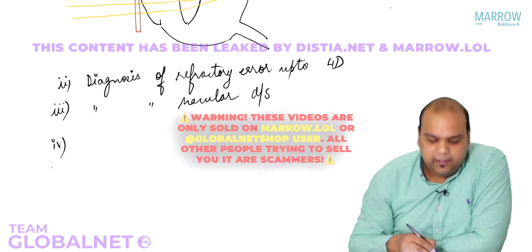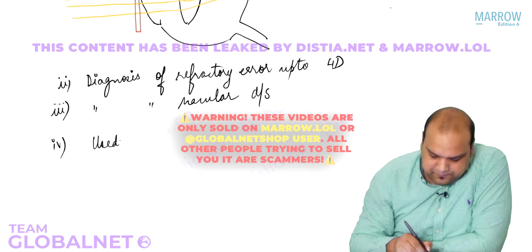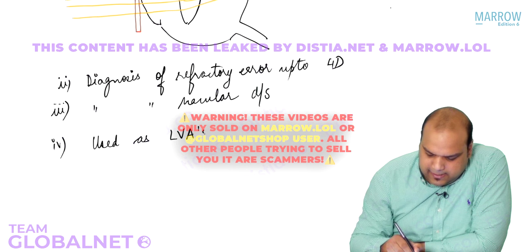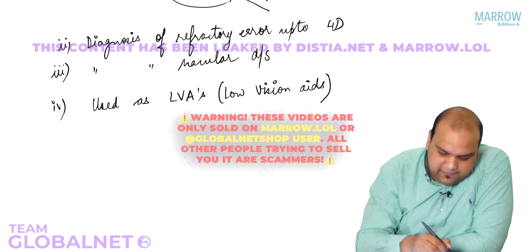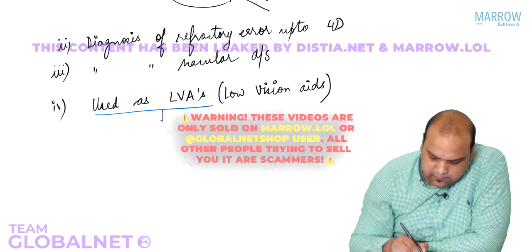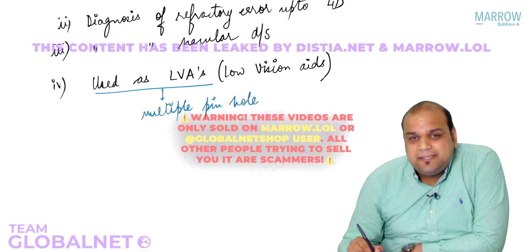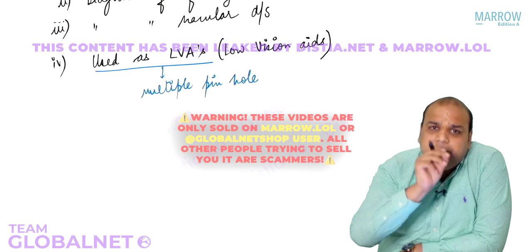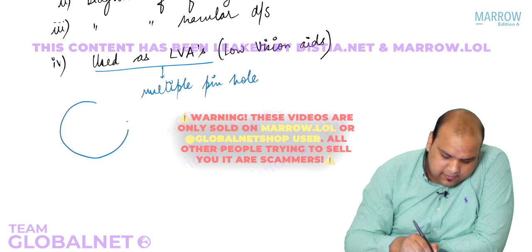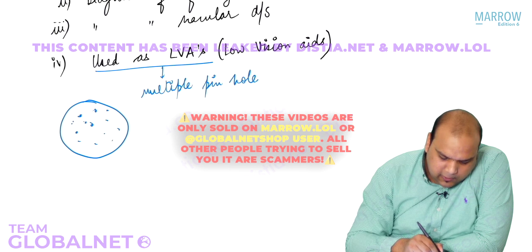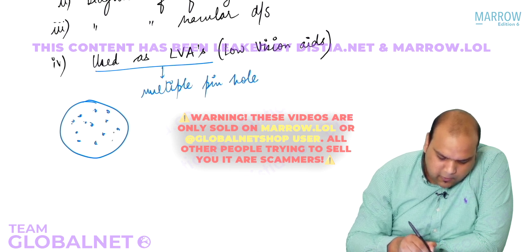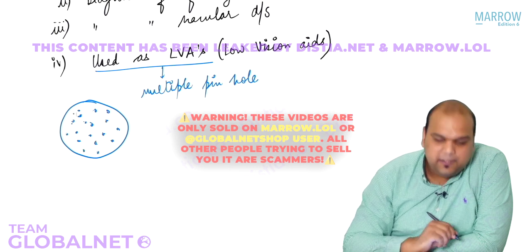What are the other uses of pinhole apart from this? Number 4. Pinholes can be used as LVAs. LVAs means low vision aids. This is specifically a use of multiple pinholes. Multiple pinhole basically means a disc having lots of 1 mm holes. So there are lots of holes, everybody. Instead of a single 1 mm hole, there are lots of 1 mm holes. So we call that instrument or device as multiple pinhole.